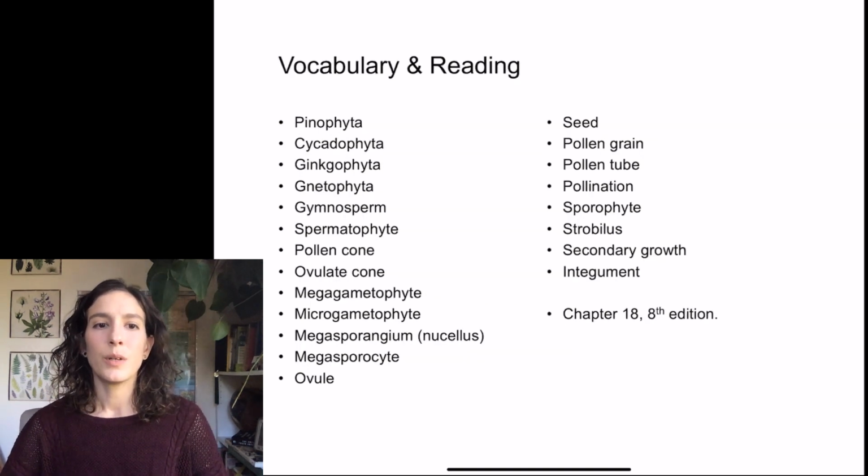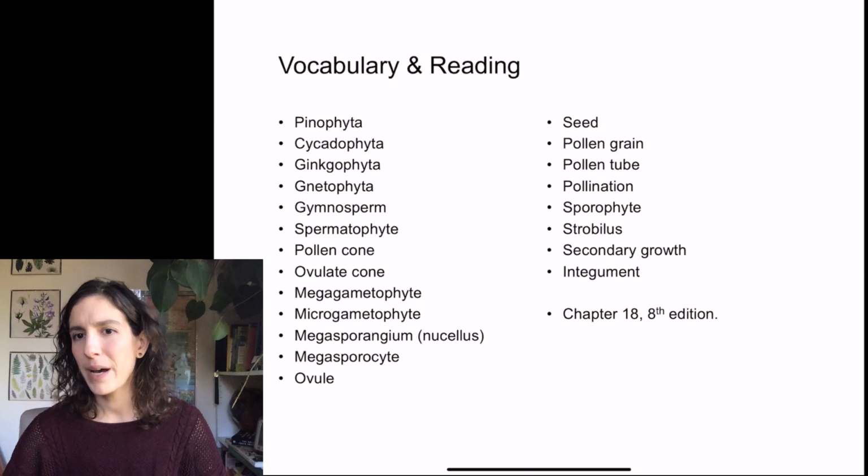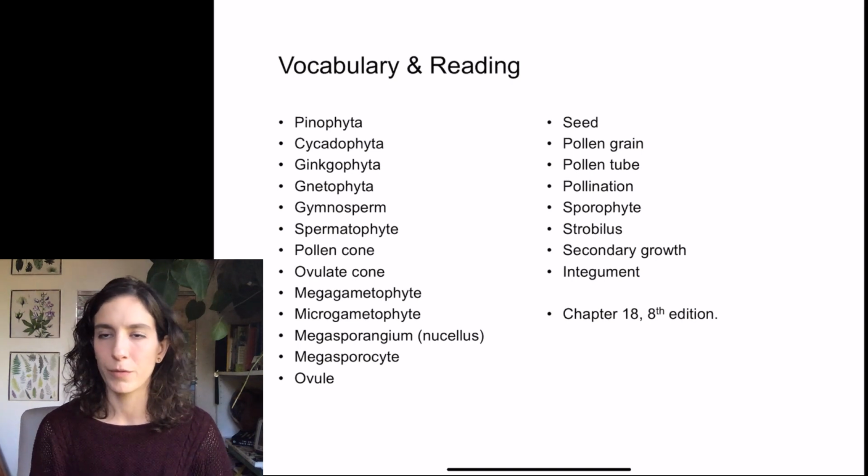And here's your vocabulary list. Now, these first few, we've got Pinophyta, Cycadophyta, Ginkgophyta, Gnetophyta, that G in Gnetophyta is silent. Those are actually all, we're going to call them phyla, but they're known as sort of divisions, which is just a more inclusive taxonomic rank.